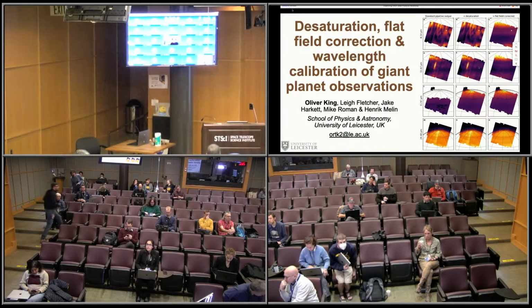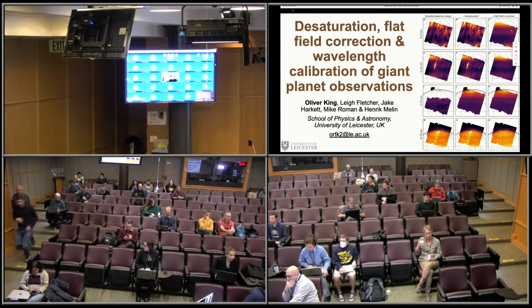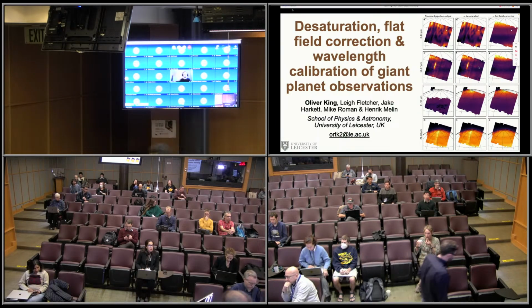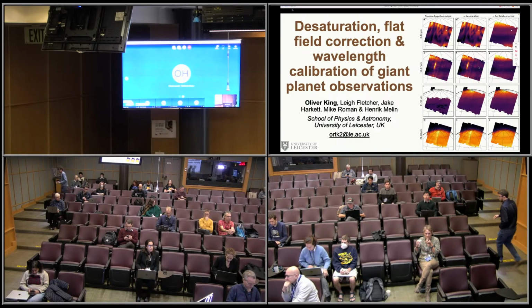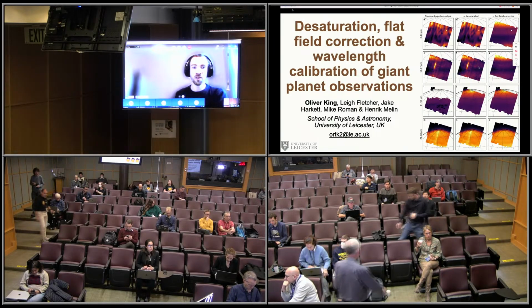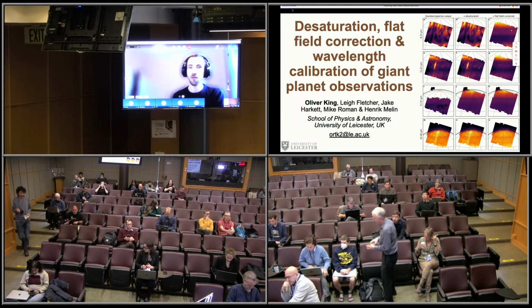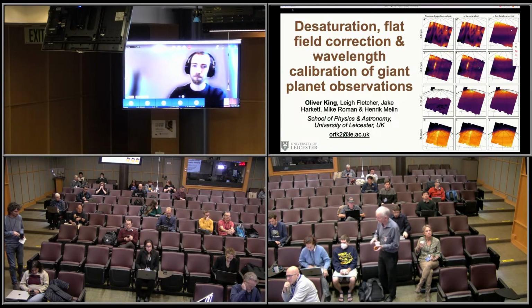So, just to introduce myself, I'm Oliver King, a postdoc at the Planetary Atmospheres Group at the University of Leicester. I'm going to give you a bit of an overview of the kind of issues and problems we've been having using JWST observations of giant planets in the solar system, and then some of the tools and techniques we've been developing to try and fix these and improve the data products.